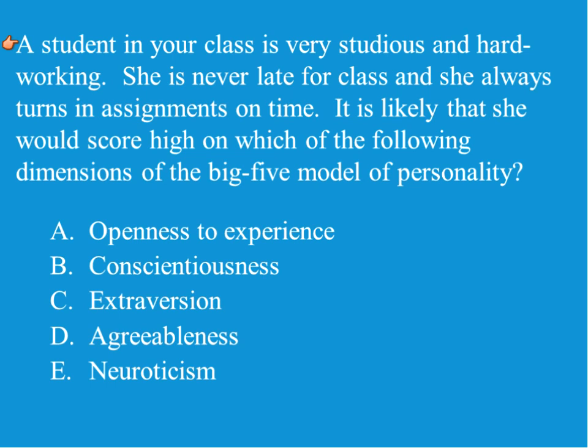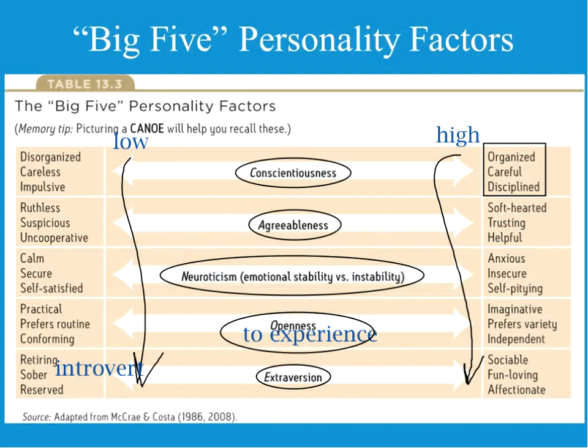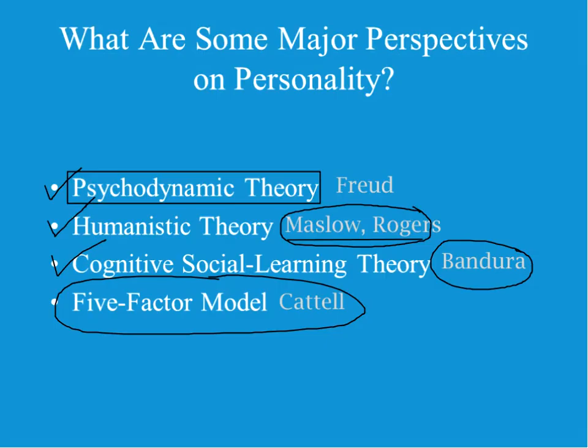Okay. Let's take a look at how you did with this one. Well, that's pretty good. 31 out of 35 responses. Conscientiousness, right? This is the person who's described as what? Well, I am organized, careful, and disciplined. Yeah, that sounds exactly like the person who was depicted in that question. All right? So we've taken care of that last of the major perspectives here, the five-factor model.